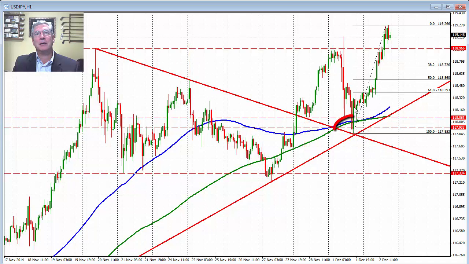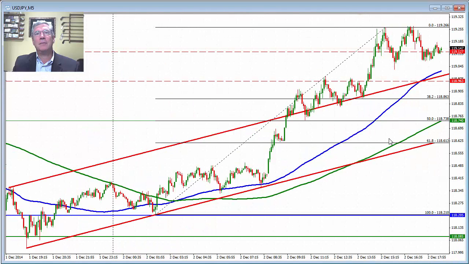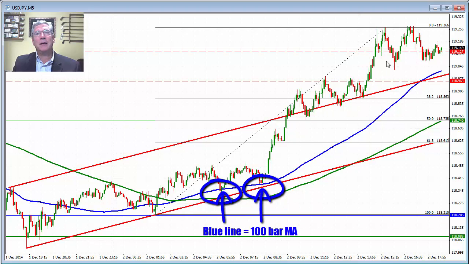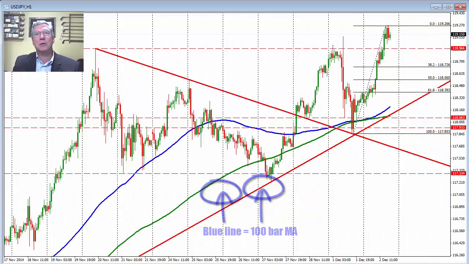The better ISM data yesterday forced the market to the upside. If you take a look at the 5-minute chart here, we started to find support against a 100-bar moving average right here and here, and that helped propel the market to the upside. So where do we stand now?